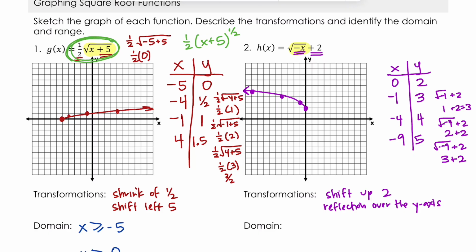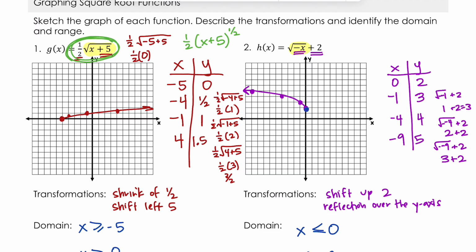Okay? So my domain this time, we're starting at 0, like 0 is our x value we're starting at. But instead of going to the right, we're going to the left. So for this one, we have x is less than or equal to 0 because we're starting at the 0 and going to the left. And then for y is starting at 2. It starts at about up 2, and it's going up from there. So y is greater than or equal to 2.